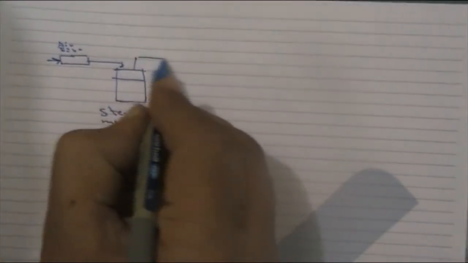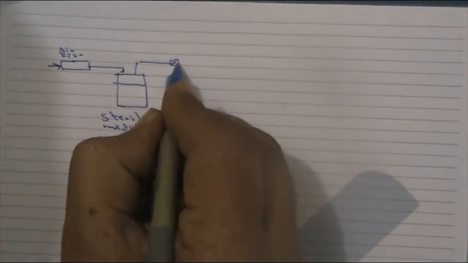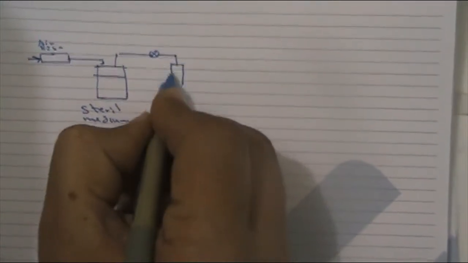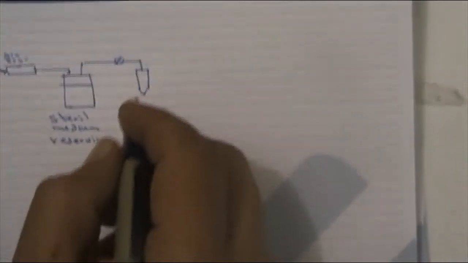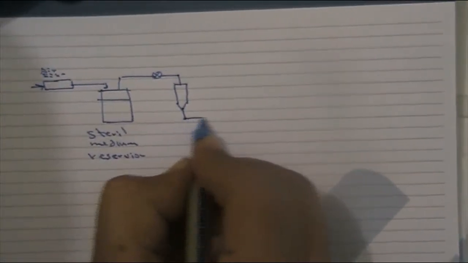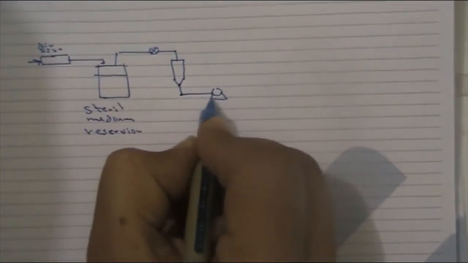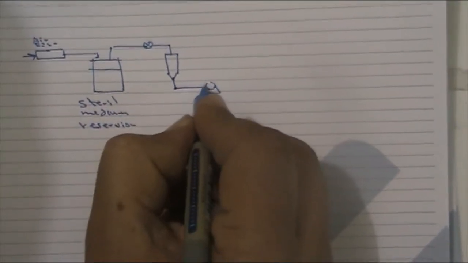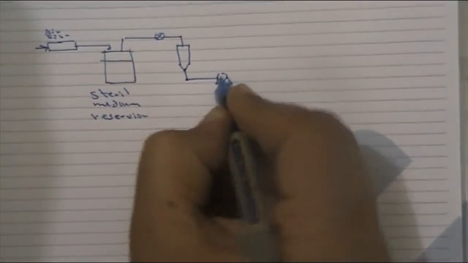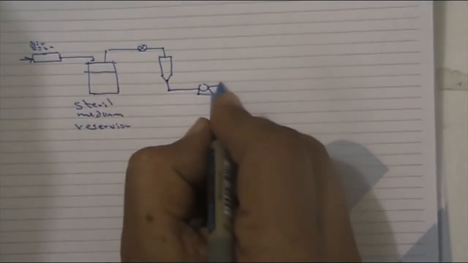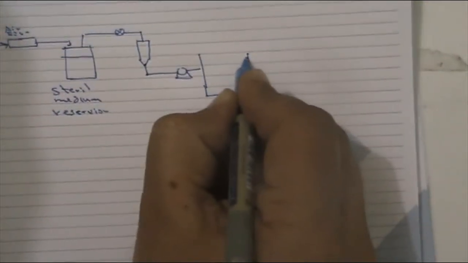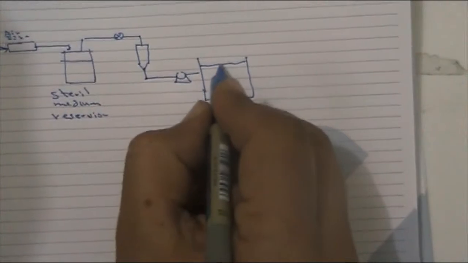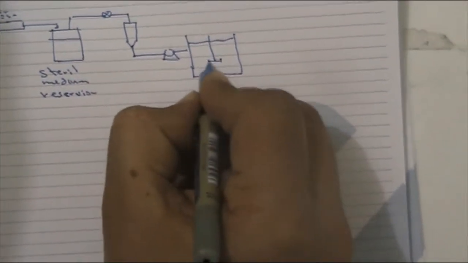So after this, here we have a valve. Then we will have a rotameter for controlling the flow rate. Then we will go to a pump, which also pumps the reservoir content to a reactor, which contains a mixer.